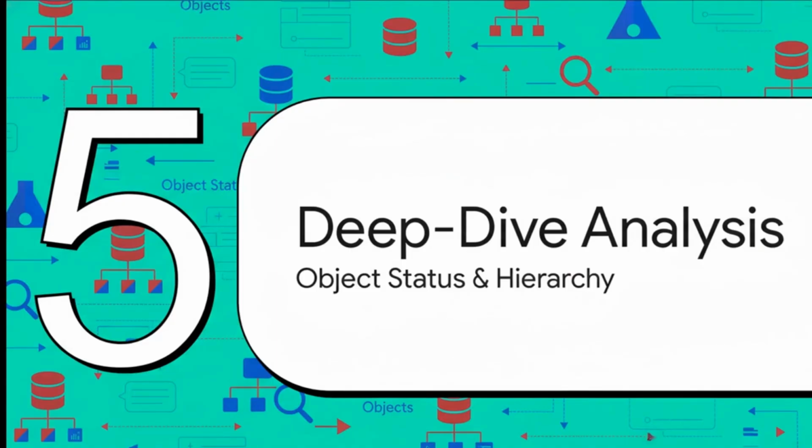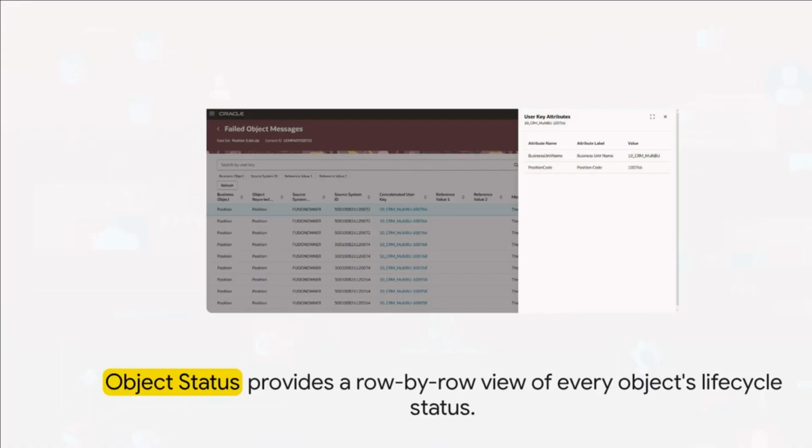Let's continue our deep dive. Next, we'll look at the tools that let you inspect individual logical objects. For this, we'll be looking at the object status and the object hierarchy pages. So here we have the object status page. This gives you a very detailed row-by-row view of every single logical object that was created from your file. From here, you can see exactly what happened to each record. Was it imported successfully? Did it actually load? Or was it rolled back? This provides really precise tracking for every single piece of data you've submitted.